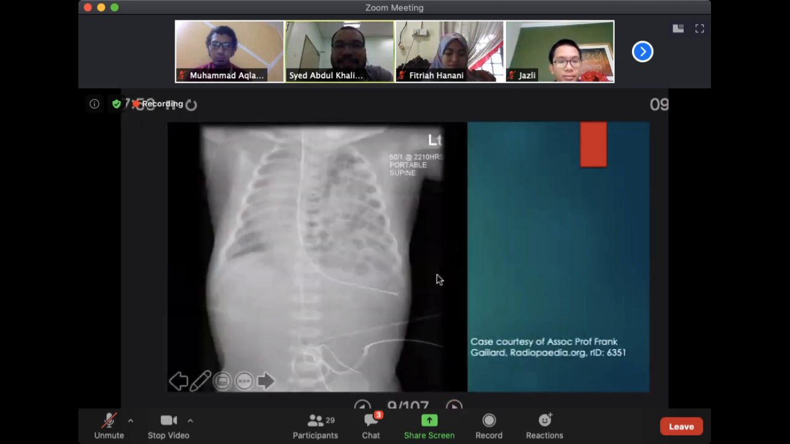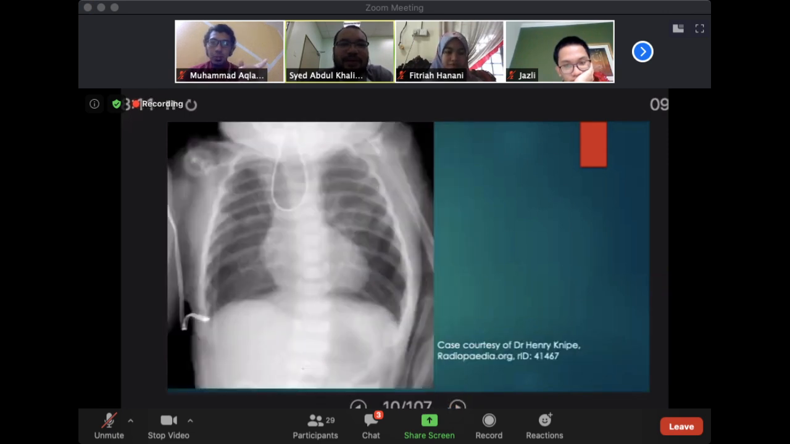What is this? Left congenital diaphragmatic hernia. So these are bowel. Sometimes there may be even liver inside there, but usually on the right side. So left side liver tak ada. Okay, all right. What is this?